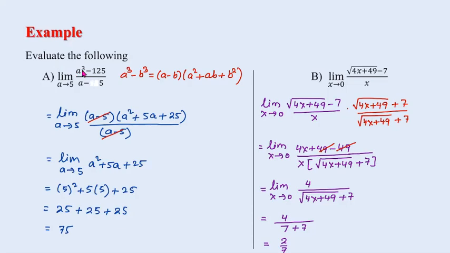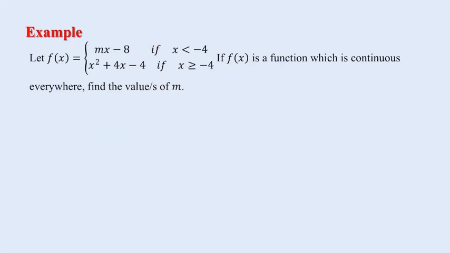So what we have done here is in the first part, we calculated the limit using factoring. And in the second part, we calculated the limit using the rationalization technique. So that's your example 3. Now we'll move on to example 4. Here is my example 4.